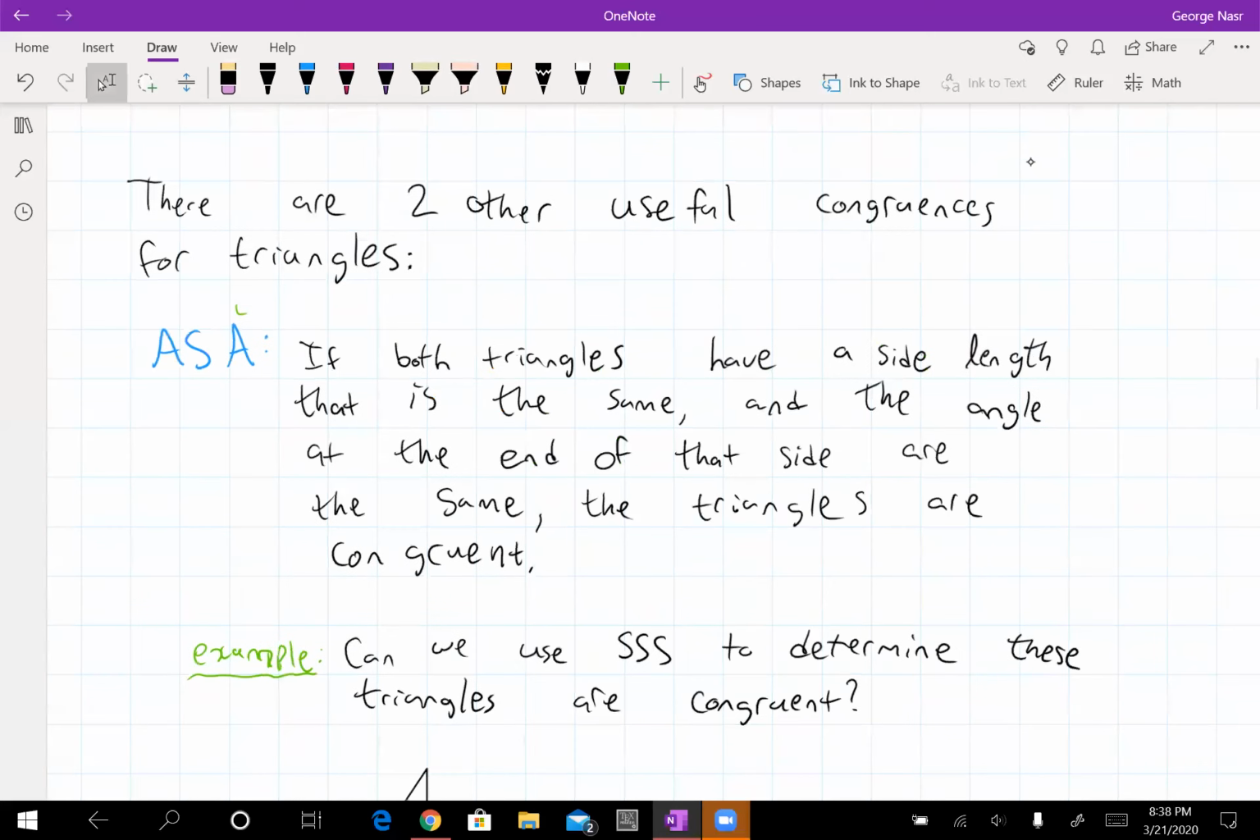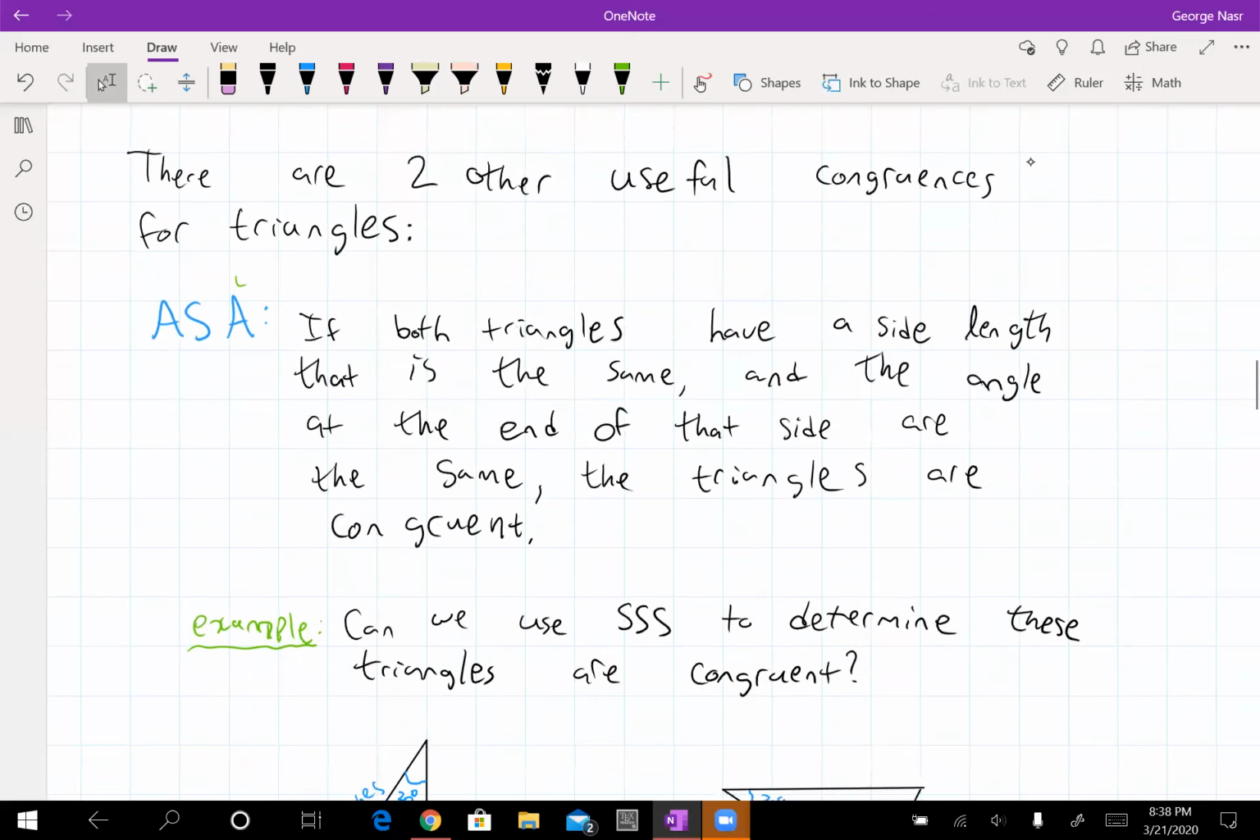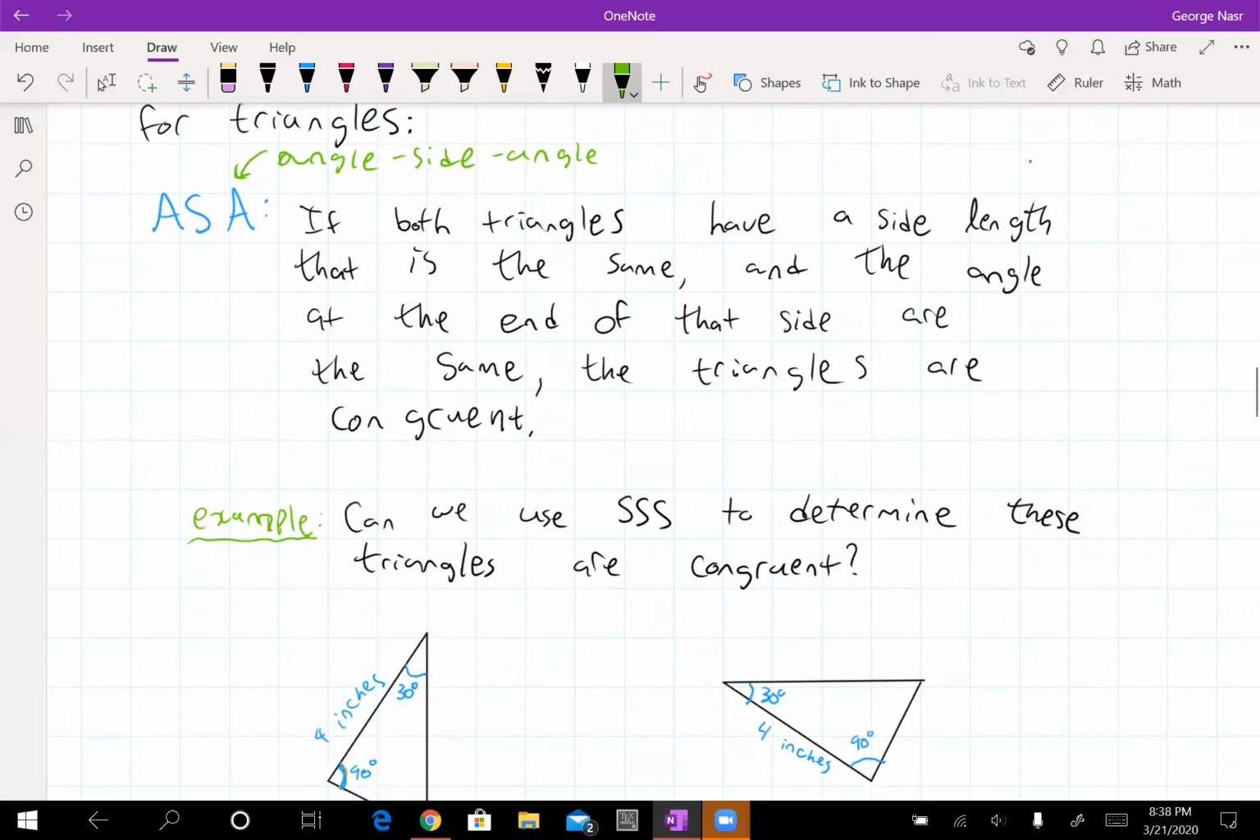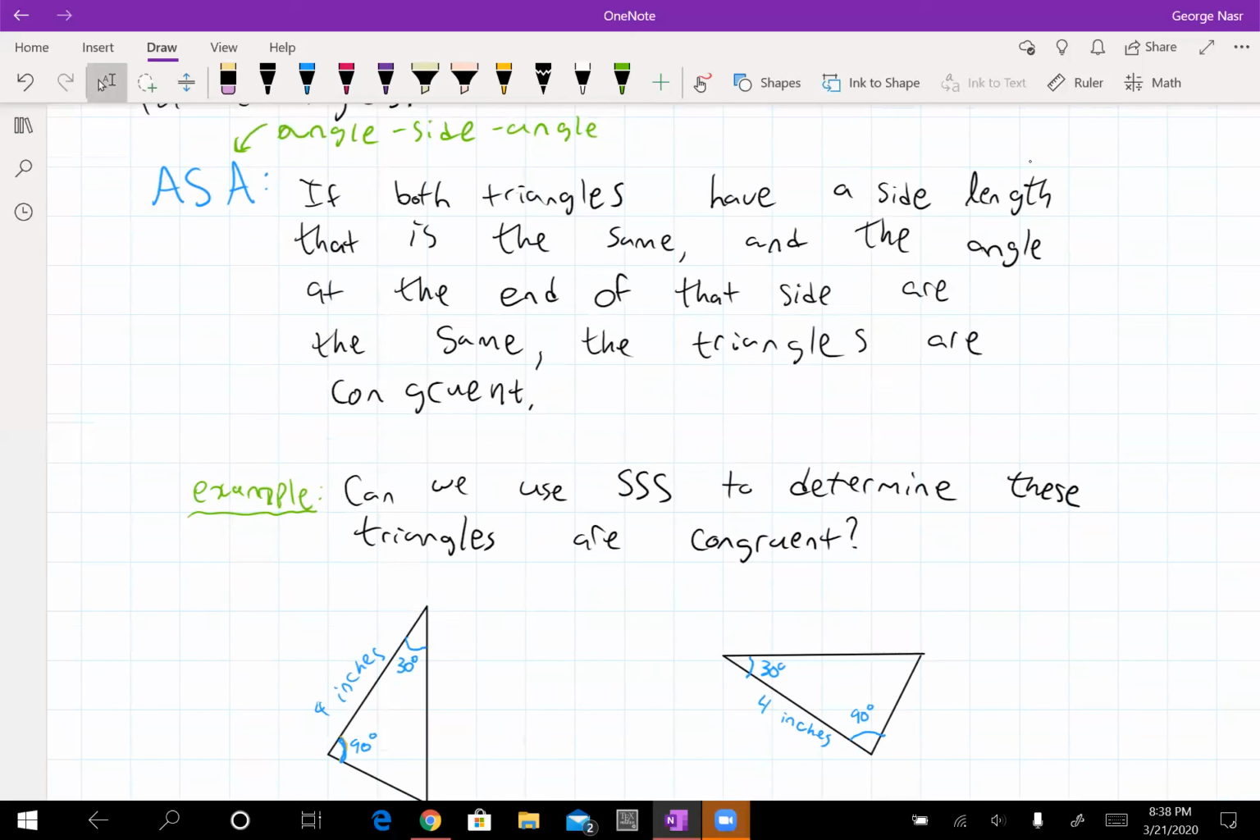So side, side, side isn't the only tool that we have in our arsenal. There's also something called angle, side, angle. And what you need for this to happen is to have 2 angles with a side in between, and you need that configuration to match in both cases. And by both cases, I mean in both triangles. So let's look at an example, and I think the example will make what ASA is very clear.